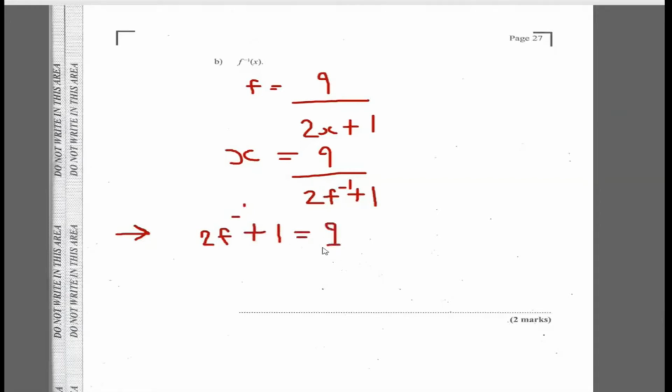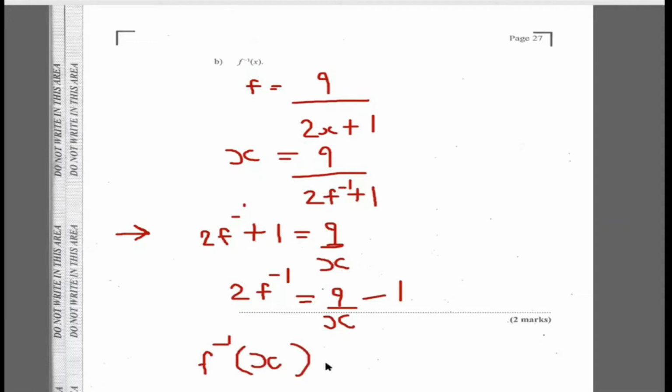Now what we need to do is subtract 1 from both sides to get 2f inverse. 2f inverse is equal to 9 over x minus 1, and then we divide through by 2 to get f inverse of x. F inverse of x is going to be equal to 9 over 2x minus a half.